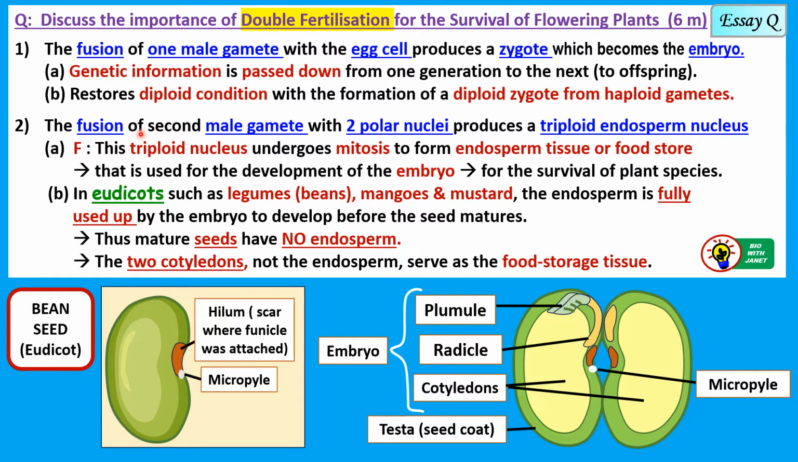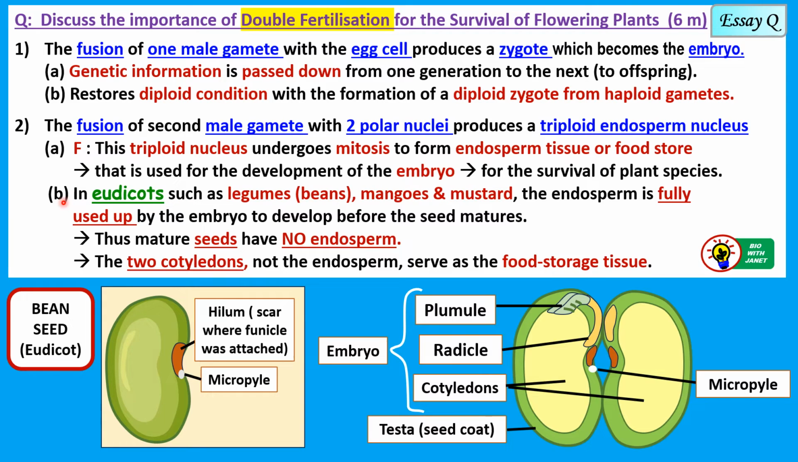Now, secondly, the fusion of the second male gamete with two polar nuclei produces a triploid endosperm nucleus. So what is the significance of this process? This triploid nucleus will then undergo mitosis to form the endosperm tissue which surrounds the embryo. This endosperm tissue is not the offspring. It is just a food store that contains starch, oils, and proteins that can be used for the development of the embryo, especially during germination, or even if there's no germination, for the survival of the plant species. If the embryo doesn't have the endosperm tissue or food store, it may not be able to germinate or live long.